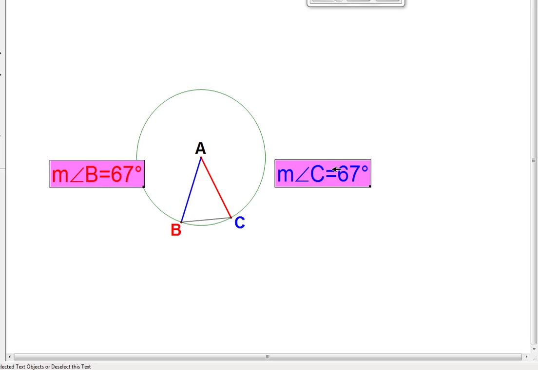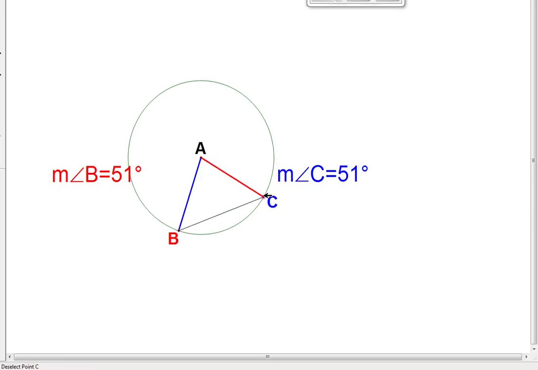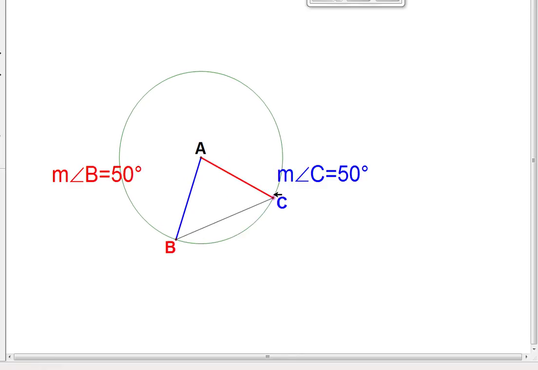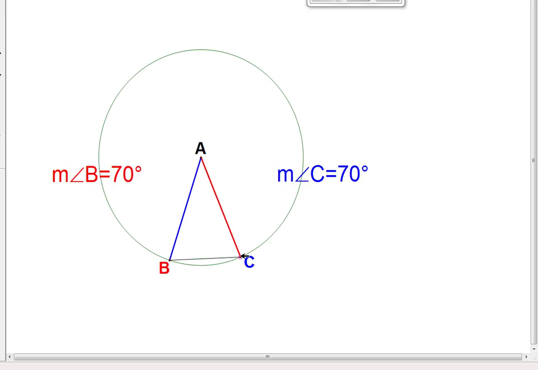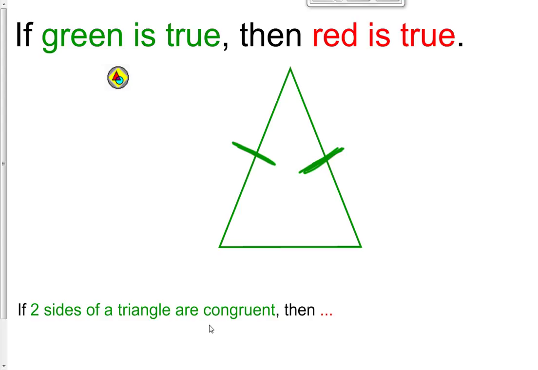Watch what happens as I move this around. The angles change. Now my angle C is 51, and what's my measure of angle B? It's also 51. So no matter how I move this, the base angles are always going to be congruent to each other. So that's the conclusion for my conditional statement.